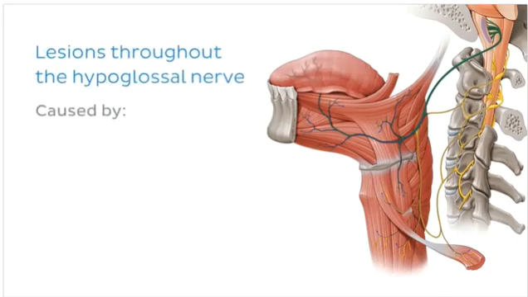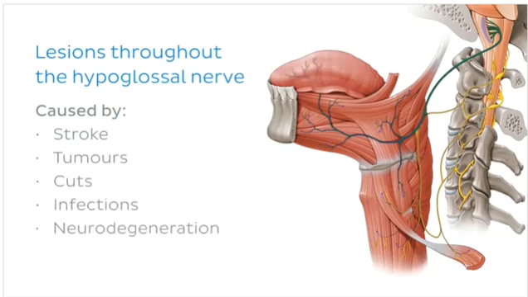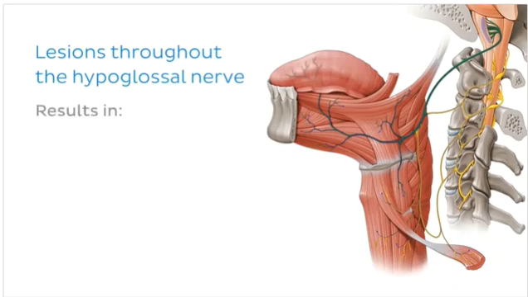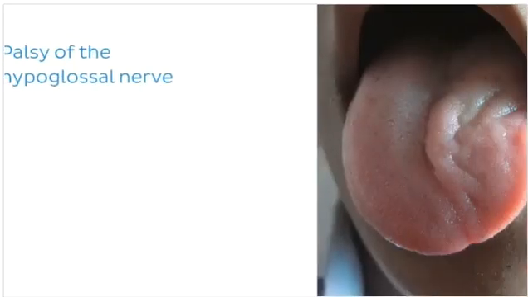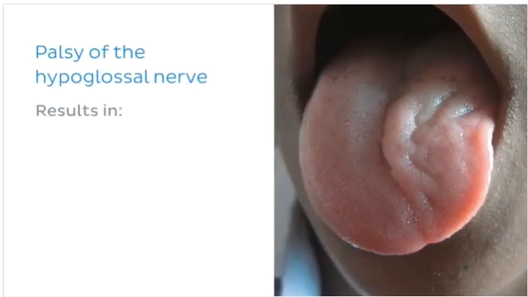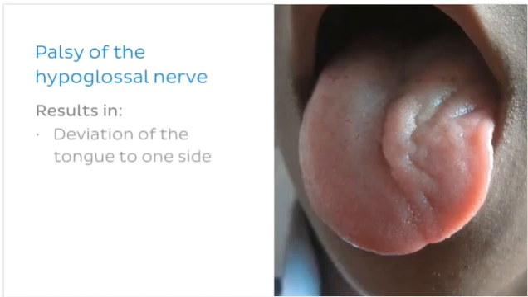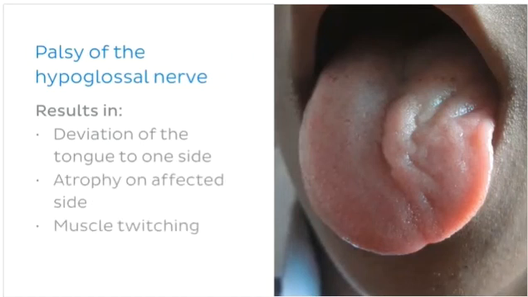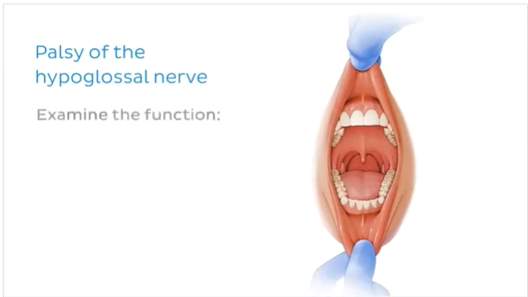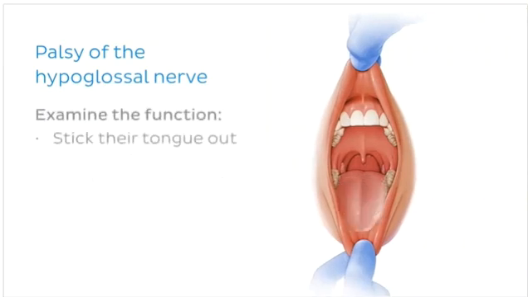Lesions can be caused by many things like stroke, tumours, cuts, infections, and neurodegeneration, and this can result in a palsy of the tongue. Patients with palsy of the hypoglossal nerve will present with a deviation of the tongue to one side, depending on whether the left or right nerve has been affected and at what level. The muscles of the tongue may have started to waste away on the affected side, and some muscle twitching may also be present. So to examine the function of the hypoglossal nerve, we normally ask the patient to stick their tongue out, and if there's damage to the nerve, the tongue will stick to one side.